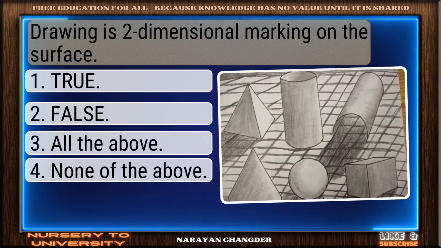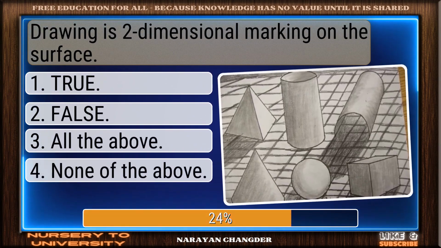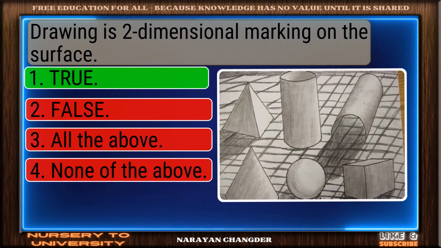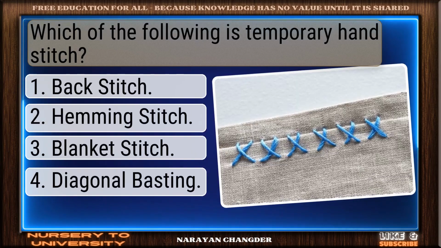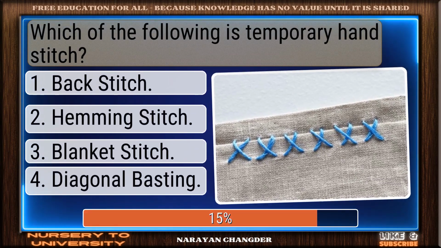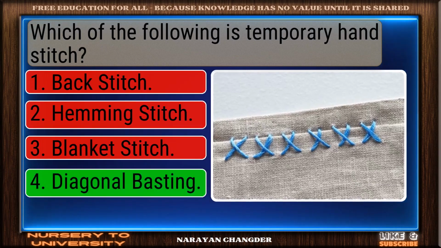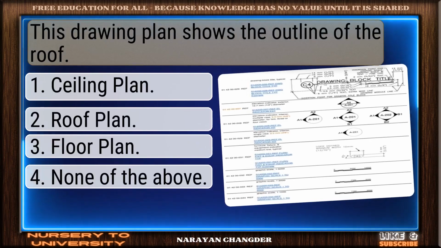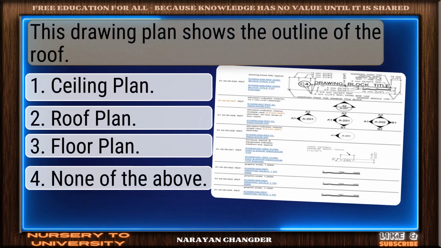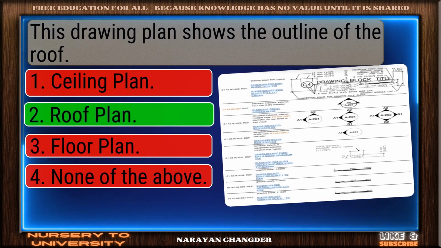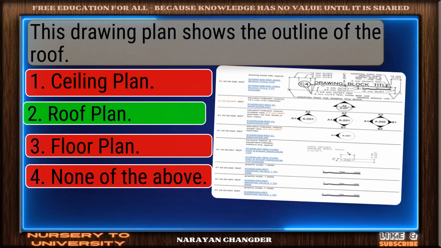Drawing is 2-dimensional marking on the surface. Smart move. True is accurate answer. Which of the following is temporary hand stitch? Clear logic. Diagonal basting is sound. This drawing plan shows the outline of the roof. Well picked. Roof plan is correct.